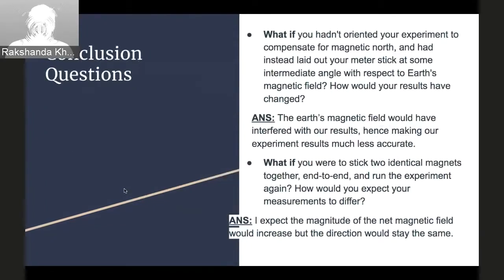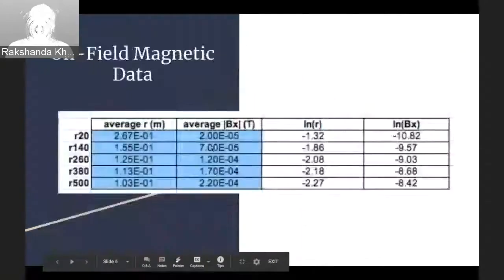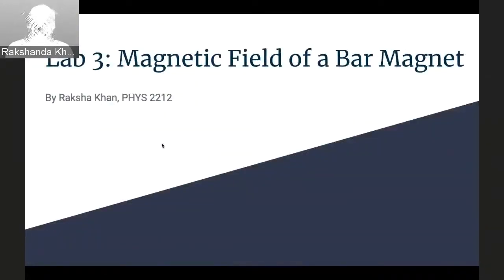And now answering some final conclusion questions. If we hadn't oriented our experiment to compensate for magnetic north, then the Earth's magnetic field would have interfered with our results, and that would make our experiment results much less accurate. If we stuck two identical magnets together and ran the experiment, then I'd expect that the magnitude of the magnetic field would increase, however, the direction would stay the same. And that's it for my Lab 3 report.